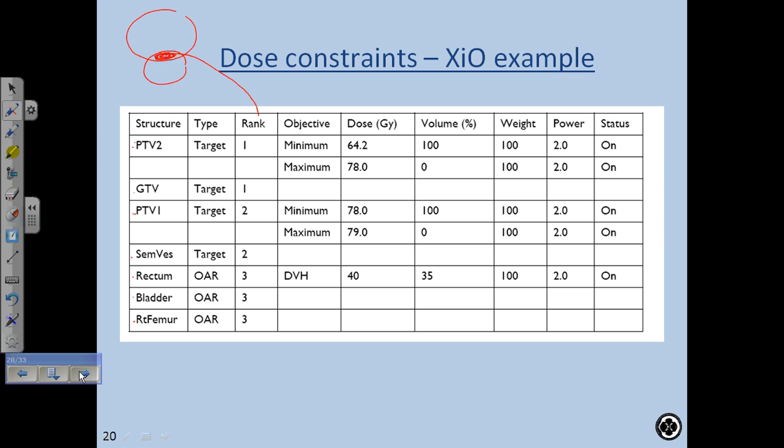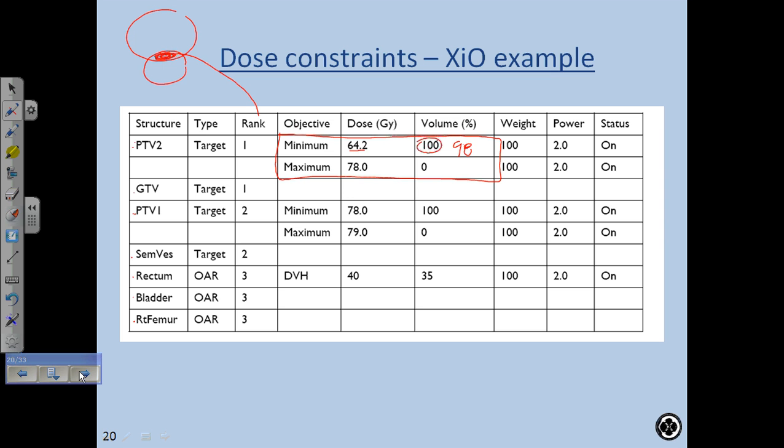Objective. So these are your objectives right here. Okay, so this is the heart of the optimizer. For your PTV, you're telling the optimizer that you want a minimum dose of 64 to 100% of the PTV. Okay, that's a little restrictive. It may be a better idea to use something like 98. It gives it a little bit of leeway. But anyway, 64 to 100%, and then maximum dose. You don't want your hotspot to be above 78. And this is why the volume is zero, because it's just a spot.